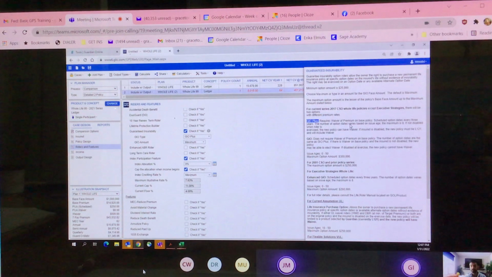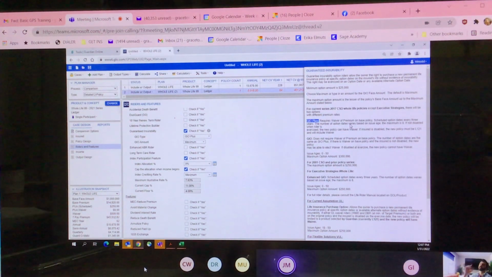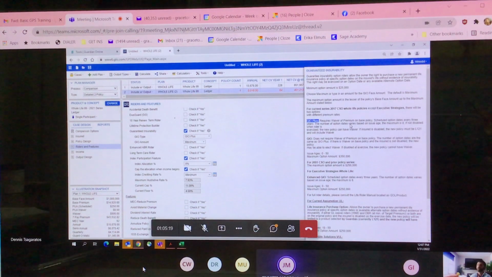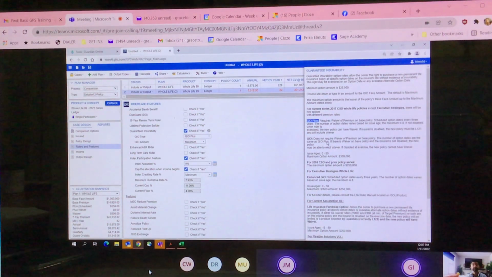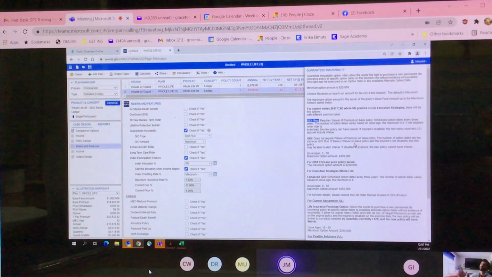And if we're disabled when a GIO option comes into play, we'd be able to exercise that option and have waiver of premium on the contract. The regular GIO, we don't necessarily need to have waiver. We can have waiver, and for younger people, I would tell you, put waiver on it one way or the other. But we'll be able to add waiver onto the new policy in the event we're not disabled. If we are disabled, we can still exercise the option, but we're not bringing waiver over.